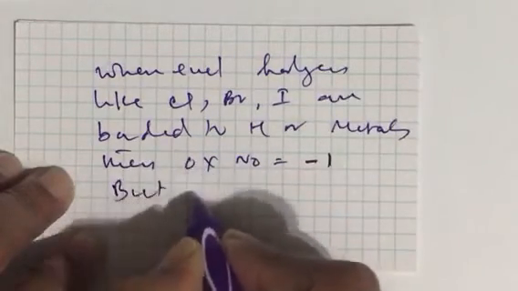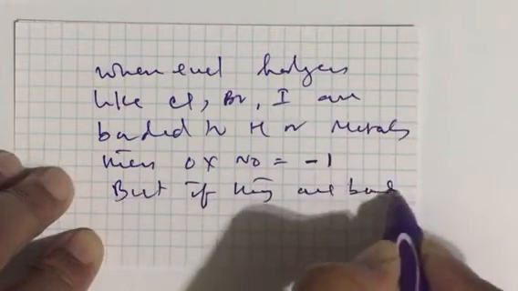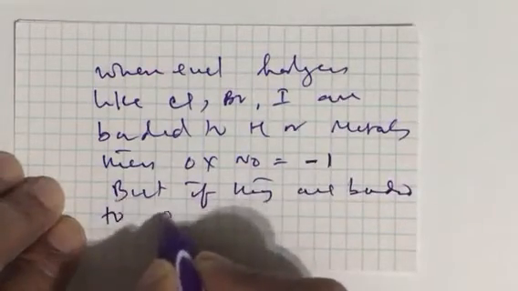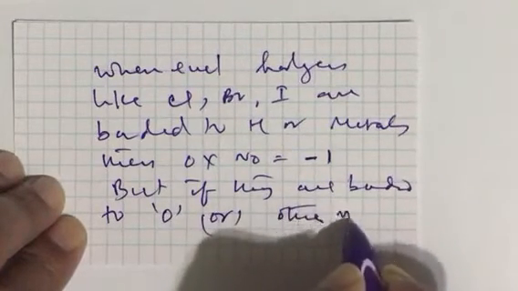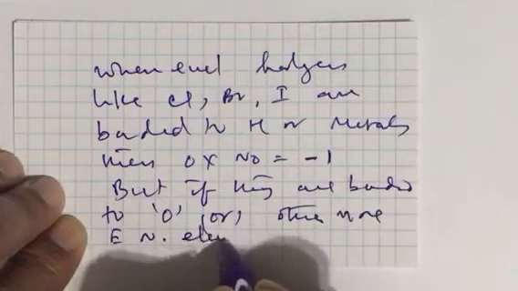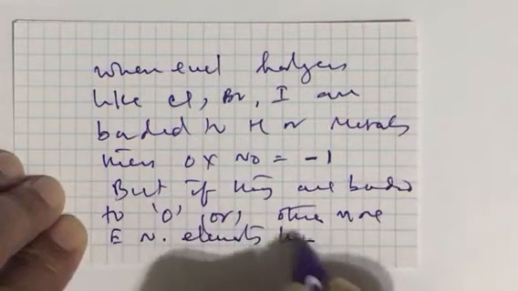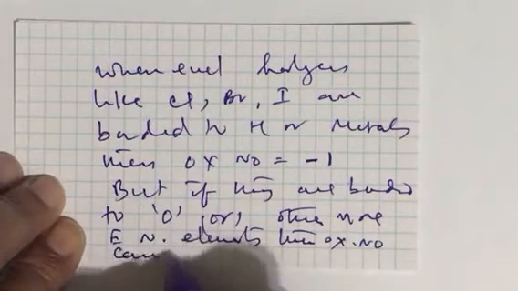But if they are bonded to oxygen or other more electronegative elements, their oxidation number can be positive. So these are the rules of the game. Using these rules, we can find the oxidation number of any damn element.